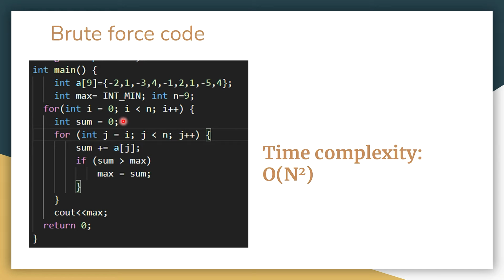We repeat this process till we reach the end of the array, till we find every possible subarray with each starting element, like subarray starting with -2, 1, -3, 4 and so on, and we update the maximum. Since there are two loops, the time complexity will be O of n square.